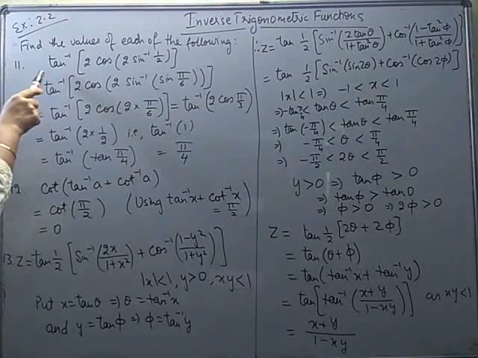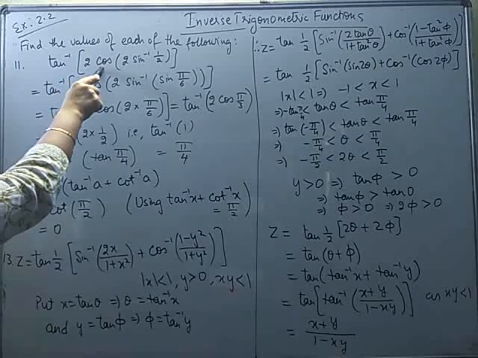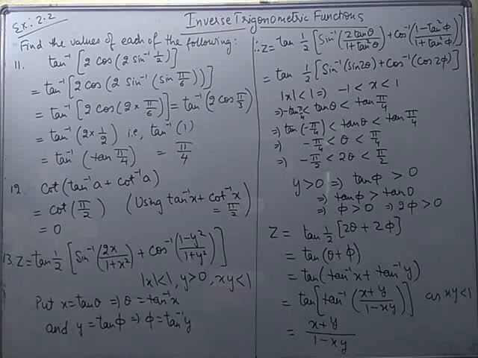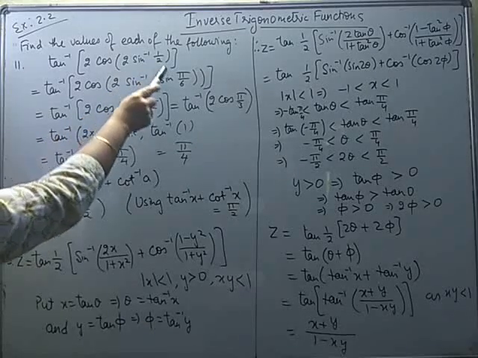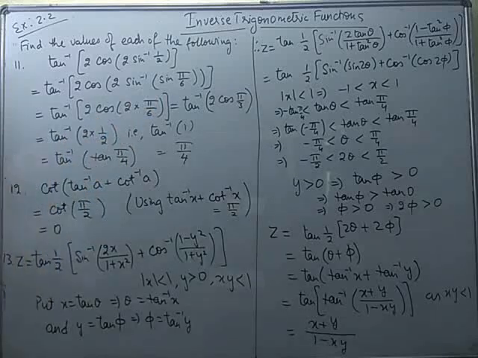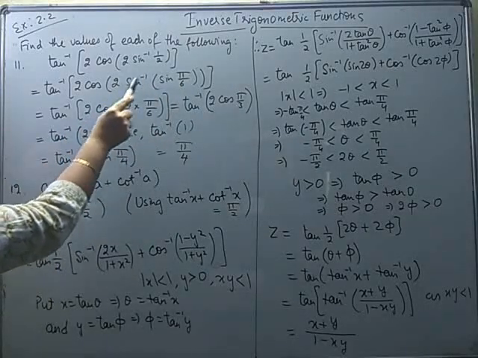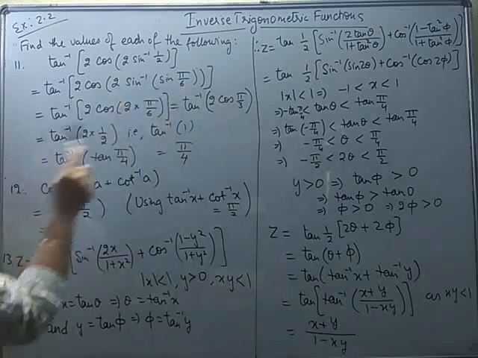Like in the 11th one, you can see the expression is given to be tan inverse twice of cosine twice of sine inverse 1 by 2. So we are going to solve it from the innermost part in the reverse order. We will simplify it. Like here, 1 by 2 can be replaced by sine pi by 6. So this part reduces to the form sine inverse sine pi by 6.